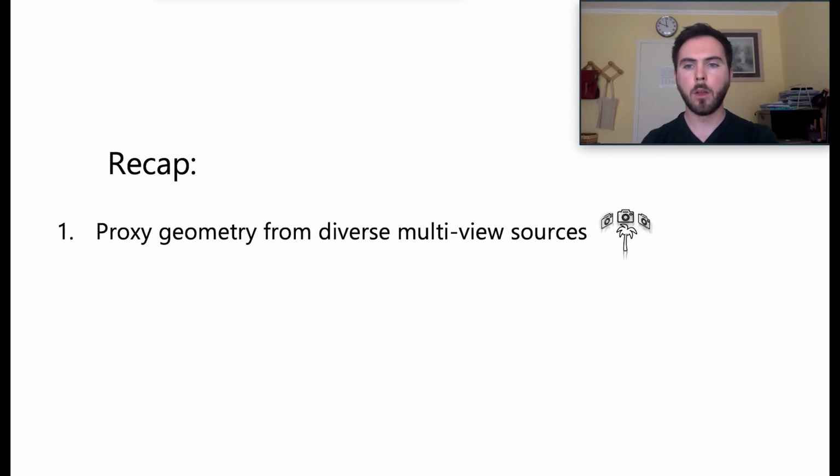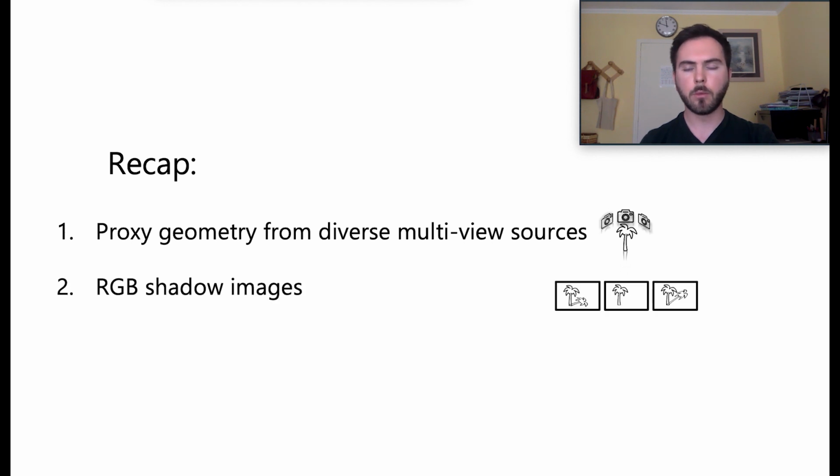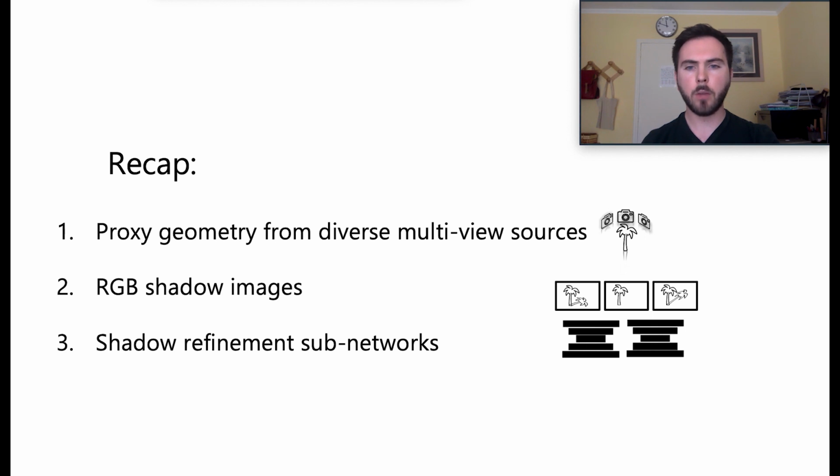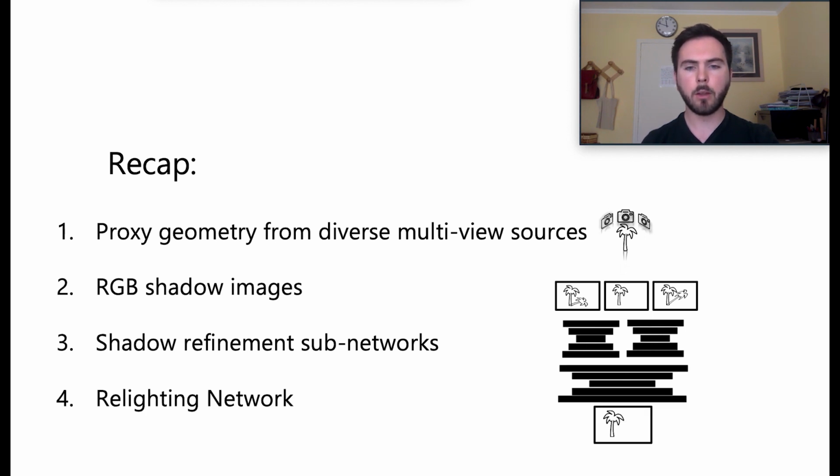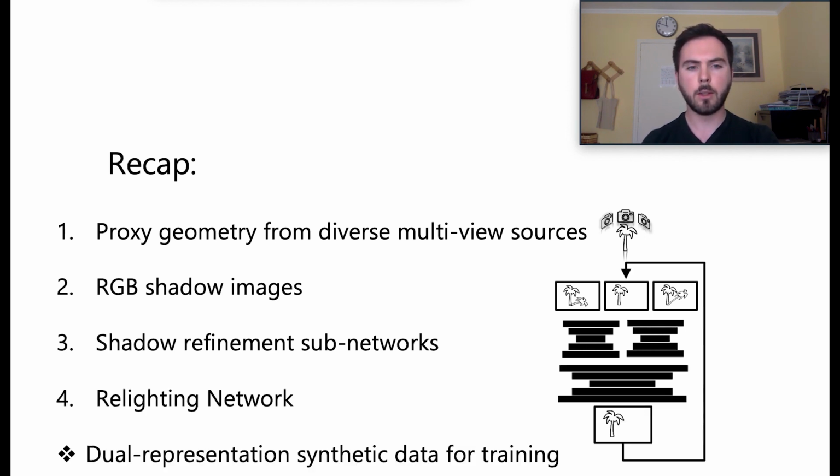To recap, we use proxy geometry created from diverse multi-view sources, from which we compute RGB shadow images that are refined with subnetworks and fed to a relighting network that is trained on synthetic data for which we have a dual representation. I thank you for your attention.